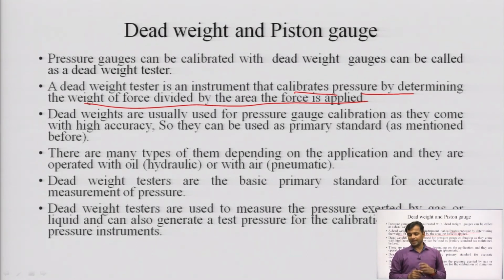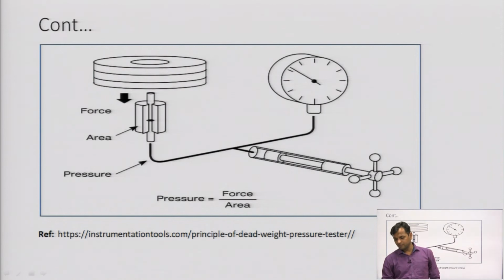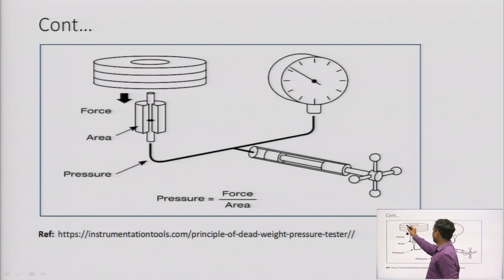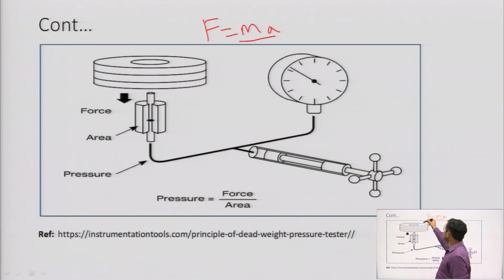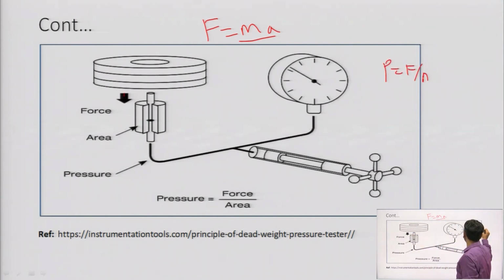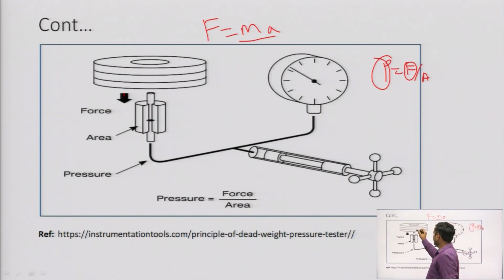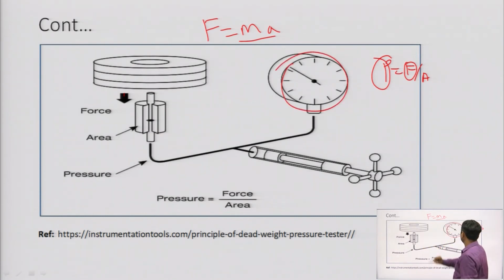So, we will see in the diagram how dead weight pressure can be used. Here you can see some type of weight arrangement, and we know that F is equal to ma. So, when the mass is applied, the force will be produced. Also, we know that P is equal to F by A. Because of the mass, the force and pressure are there, and that pressure causes the displacement on the output side or on the output needle.